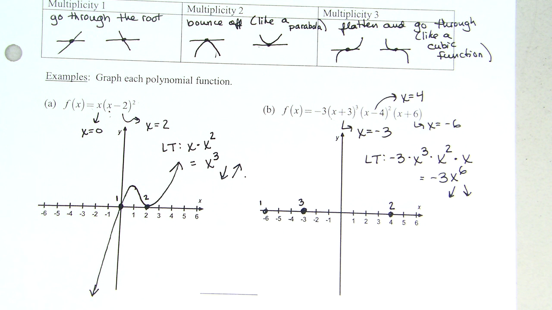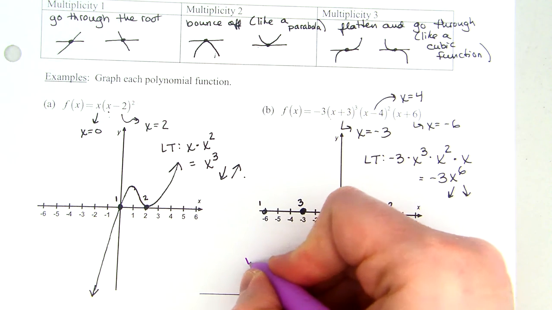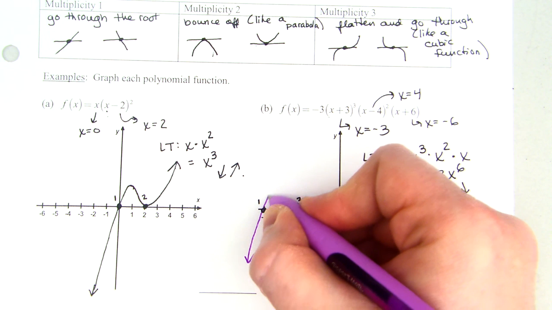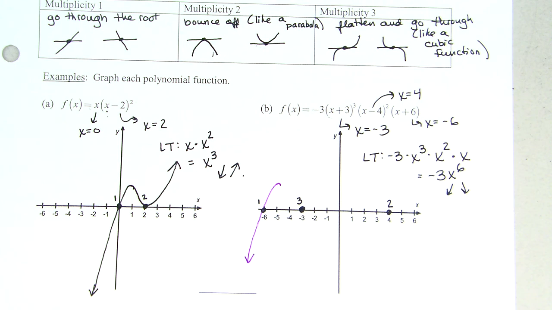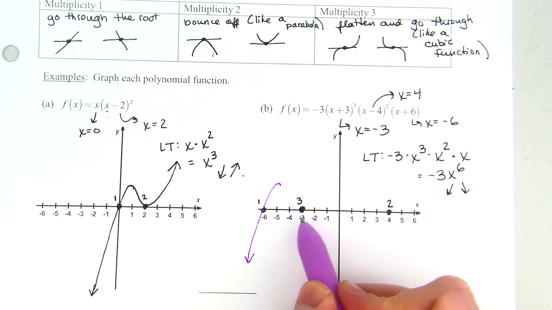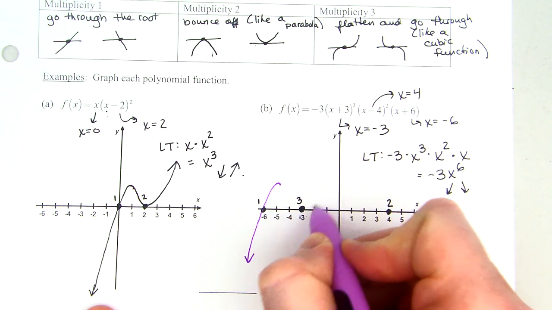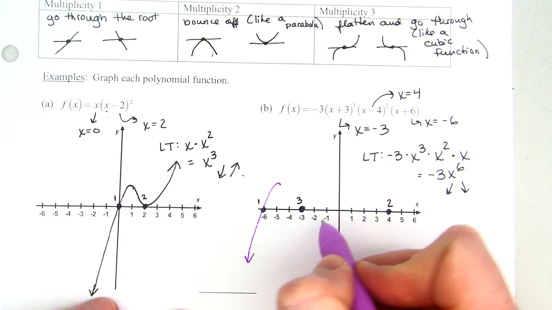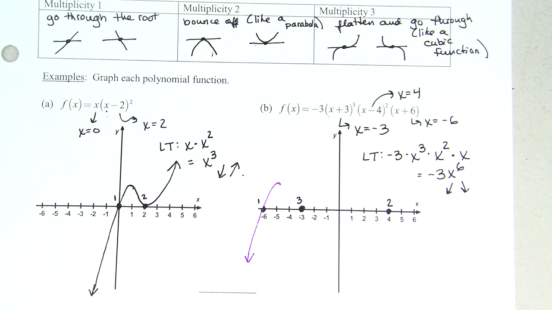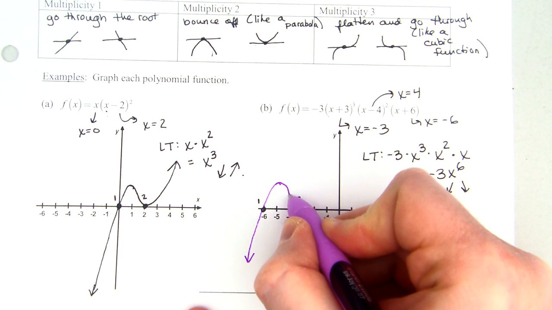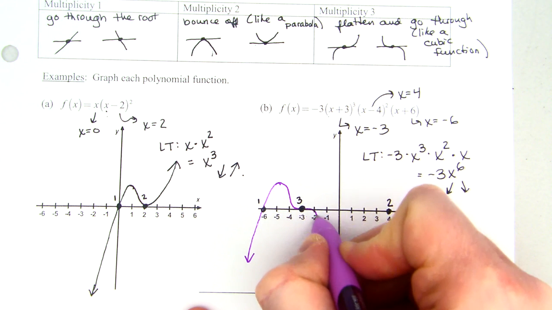Here we go. I'm going to graph this thing. According to my end behavior, I'm going to start down here. I'm going to go straight through that first x-intercept and curve around. I've got 3 choices. What should I do at x equals negative 3? Should I go straight through it like a line? Should I bounce off it like a parabola? Or should I flatten and go through like a cubic function? I hope because the multiplicity is 3, you said flatten and go through like a cubic function. So I'm going to do something kind of like that.